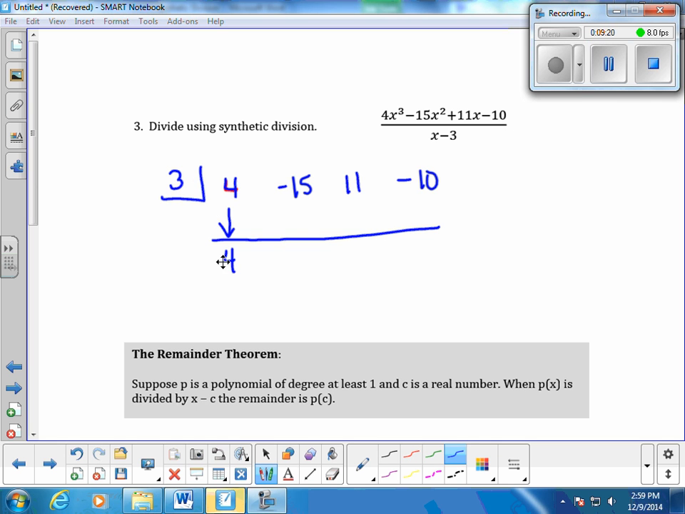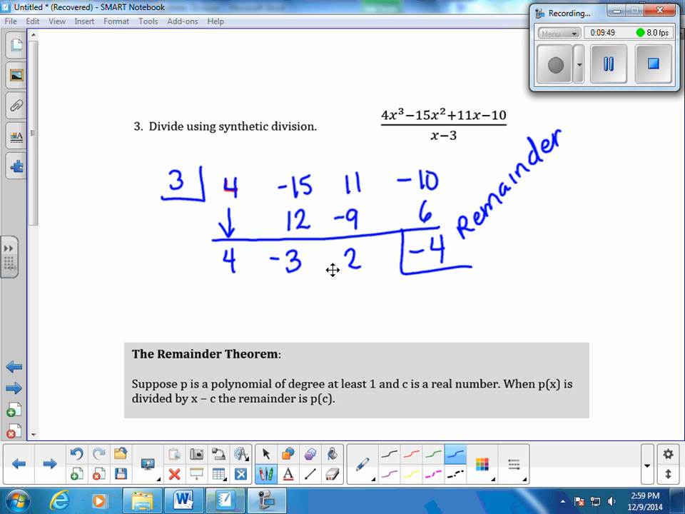Multiply. 3 times 4 is 12. Now add down. -15 plus 12 is -3. Start over. 3 times -3 is -9. Add down. Start over. 3 times 2 is 6. Add down, we get -4. This is our remainder box. So we have a remainder this time, so let's see how that changes.